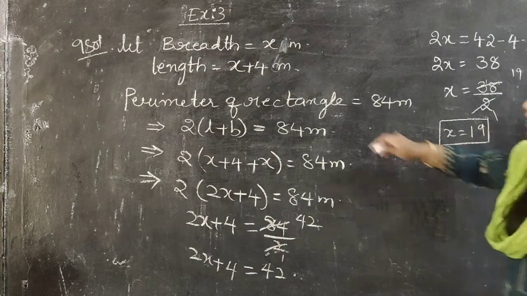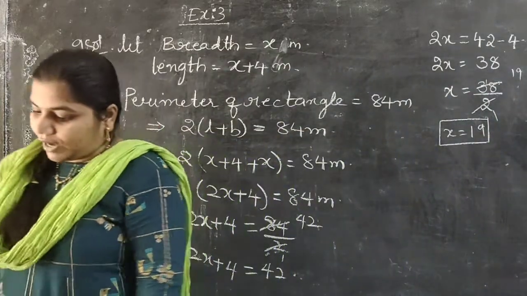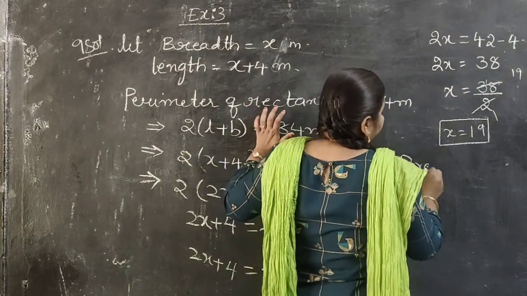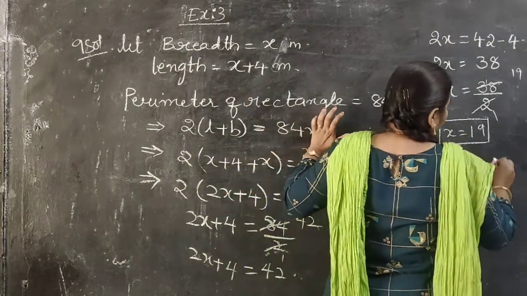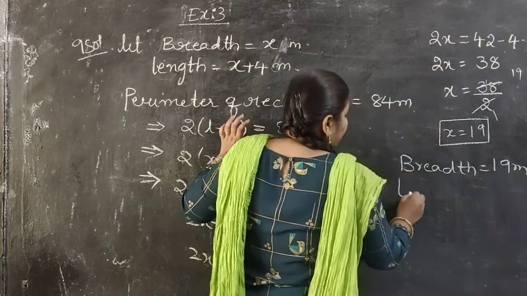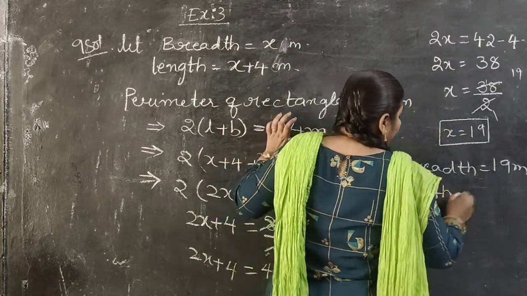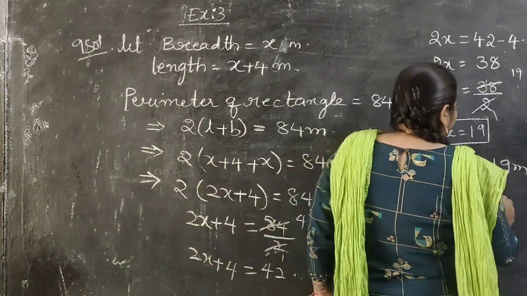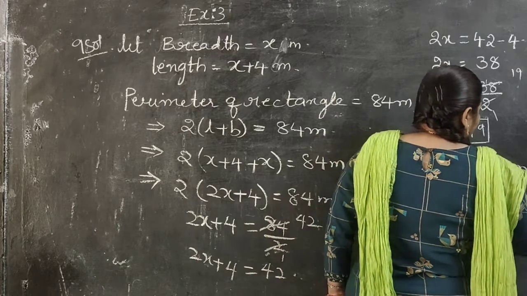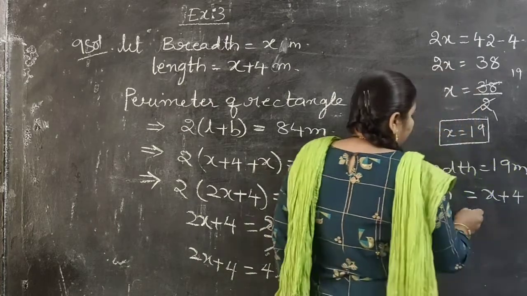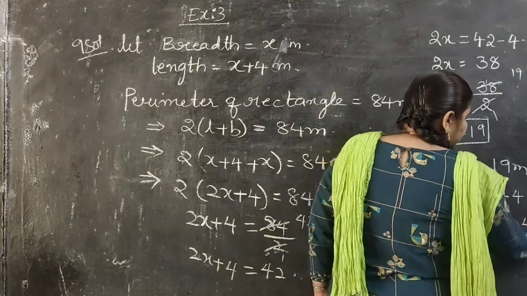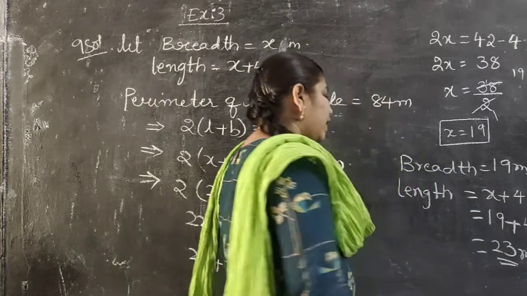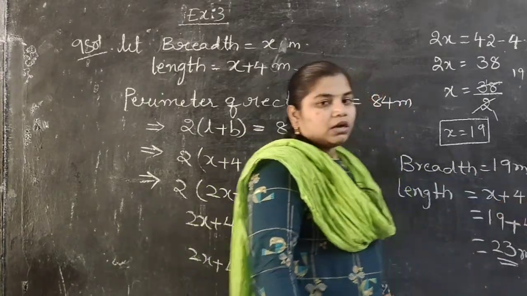So x is nothing but here breadth value. Now we have to find length value. So x is nothing but breadth. So breadth is equals to 19 meters we got. Now we have to find the length value. What they gave here, length of rectangle is x plus 4. So x is nothing but 19. 19 plus 4, that will be equals to 23 meters. So you got the length value as 23 and breadth value as 19 meters.